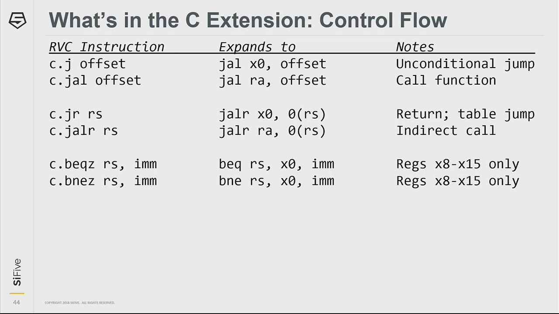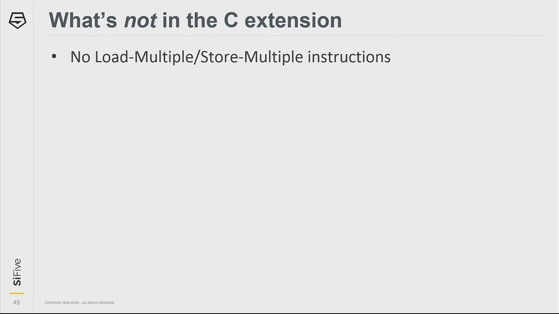We also provide the ability to do indirect table jumps, function returns, stuff like that, and the ability to do direct jumps as long as you constrain the offset to be within about a kilobyte instead of in about a megabyte, as is the case for the base instruction. So I'll quickly highlight one thing that is not in the C extension. This is still a matter of contention, that we don't provide load multiple, store multiple instructions.